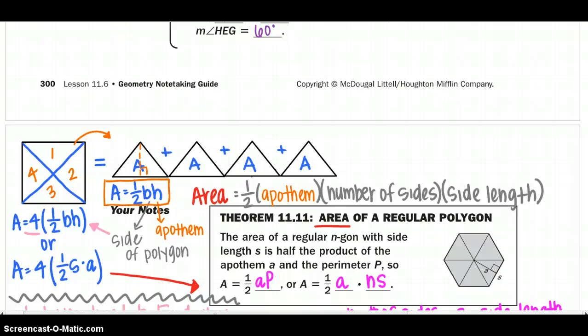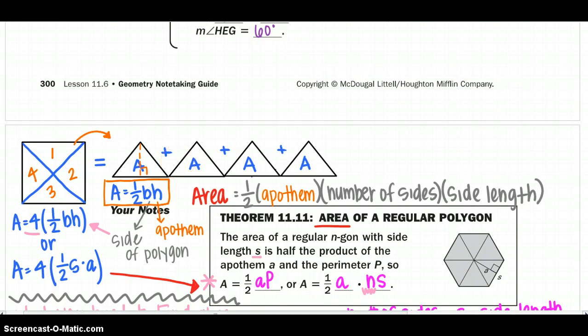So let's look at our theorem 11.11. The area of a regular n-gon with side lengths S is half the product of the apothem A and the perimeter P. So here are our equations that we need to make sure we memorize and know how to use. So you can do it both ways. Area equals 1/2 the apothem times our perimeter, or you can think of it as area equals 1/2 times our apothem times the number of sides times our side length.